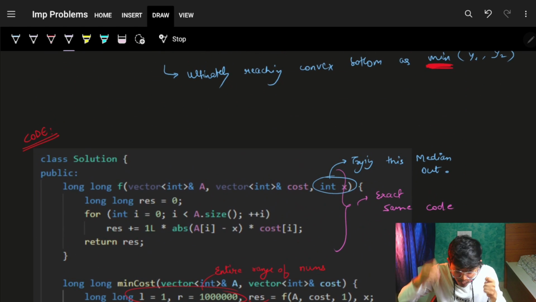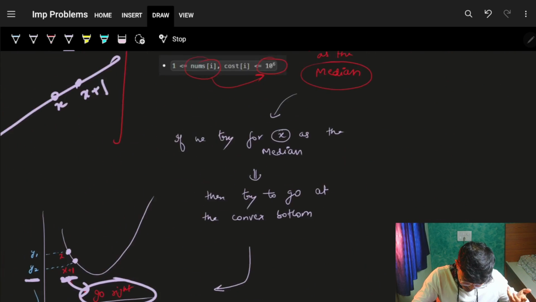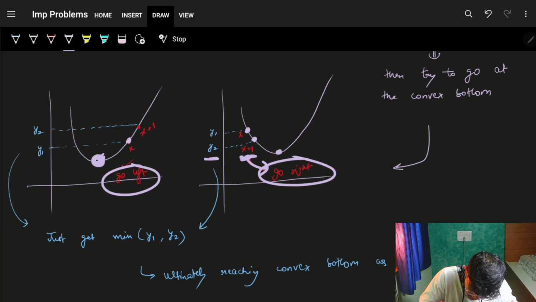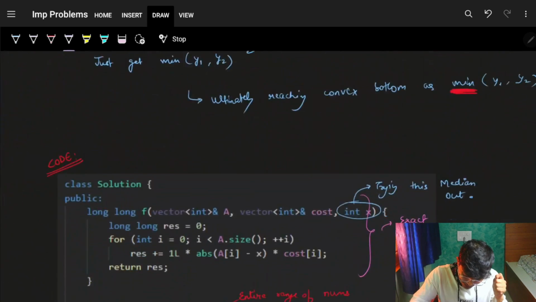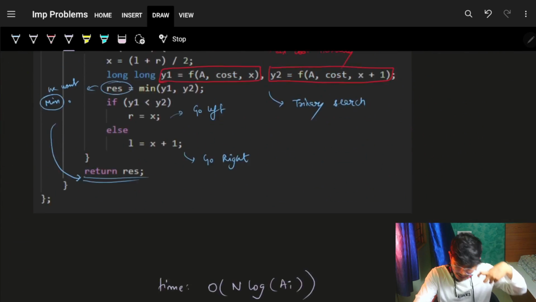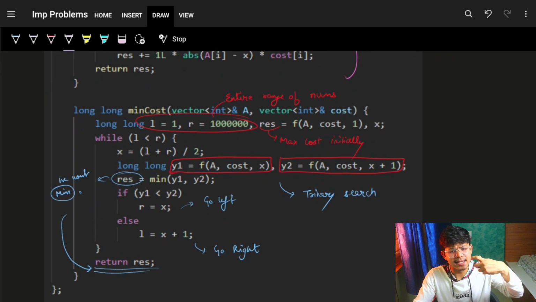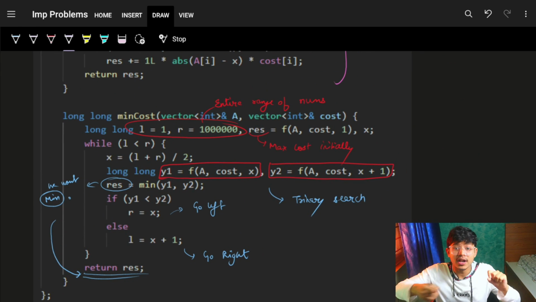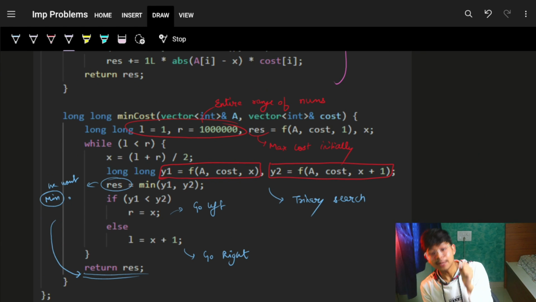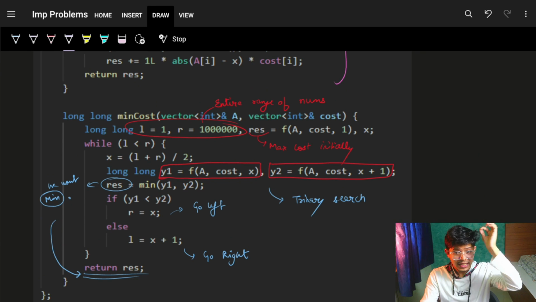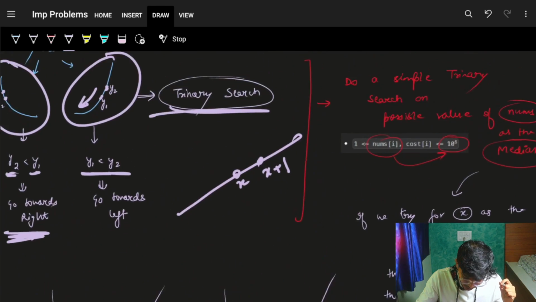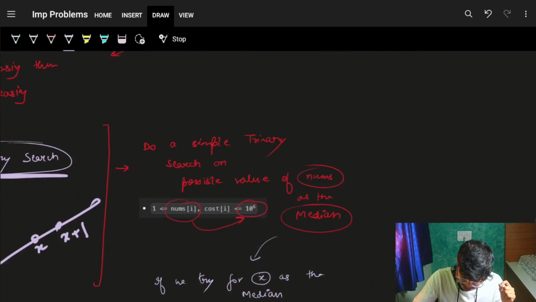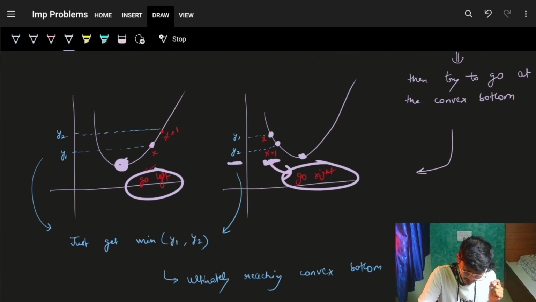Because ultimately my main target was to reach the bottommost point, which is this particular point, the lowest point. That is how I can reach my bottommost point: by doing a binary search with a slight modification. It is called a ternary search. That's another big thing you are studying in this problem, how you can use an actual ternary search, and how you use that.